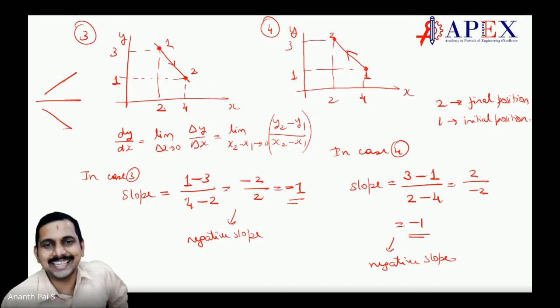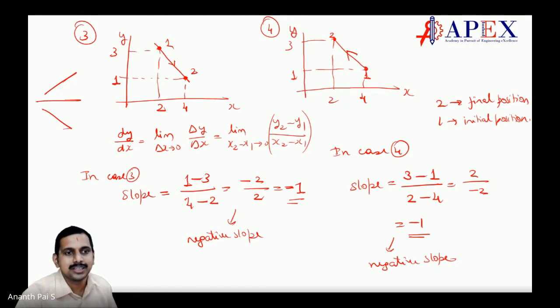It's visible by looks only, sir. Yes, exactly, it is visible by looks alone. We have to remember the looks. When it is coming like this, it is positive. This is zero. This is negative. That's it.